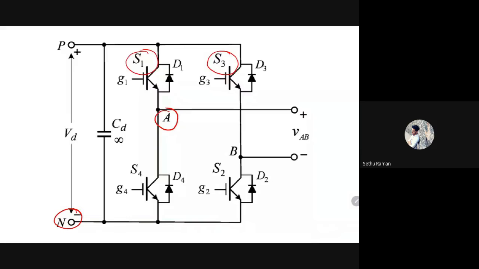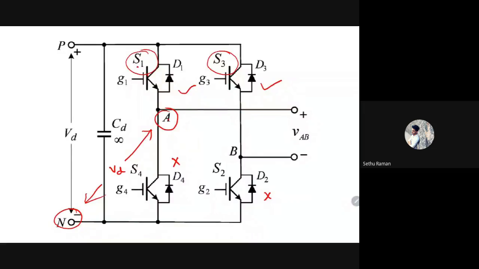So we already discussed that when S1 is on, S4 is off, right? When this is on, this is off, right? Then S1 is on, S4 is off, S3 is on, S3 is off. So S1 is on, right? So what is the voltage between these two? That is VAN, VD.